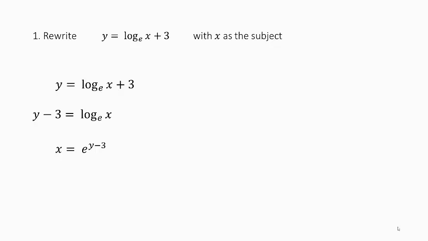Here we go. The base stays the same, so the base e stays the same, and the x and the y, so this part here, goes to the power. So the base stays the same, and that goes to the power. Okay, so when we rewrite that, that becomes x equals e to the power of y take 3.